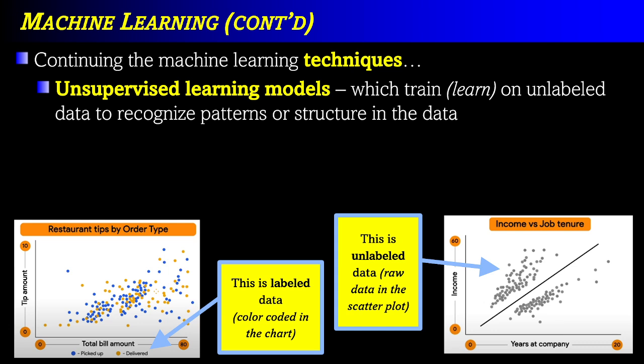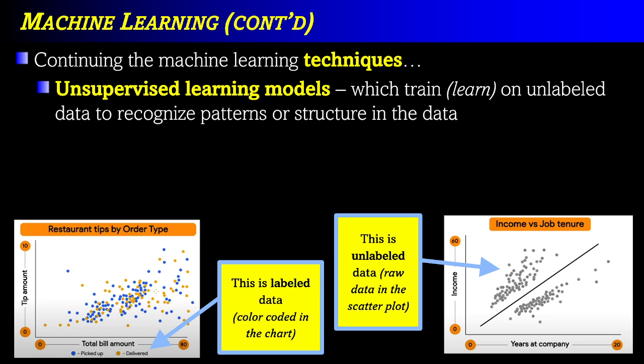For example, in this chart, we see the total bill amount versus the tip amount. So obviously, if you have a high bill at a restaurant, you might expect a high tip. But now the data is also labeled between restaurant orders that were picked up versus restaurant orders that were delivered. So now we have labels on the data within the scatter plot.